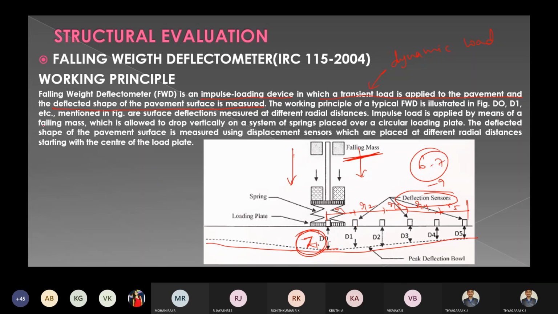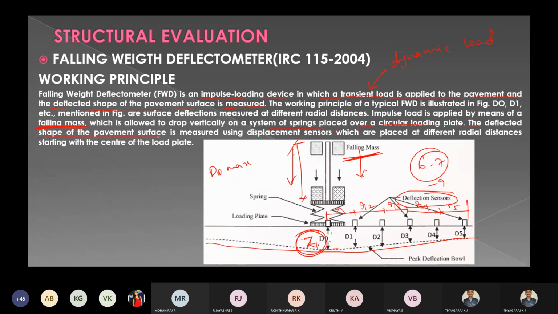Impulse load is applied by means of a falling mass. As I told, a dynamic load is going to be applied. So a free fall weight is going to fall from a certain height, and because of the free fall weight, the deflection is going to occur, and as we all know, below the load the deflection will be maximum. That is, D naught is the maximum deflection. It is allowed to drop vertically on a system of springs placed over a circular loading plate.